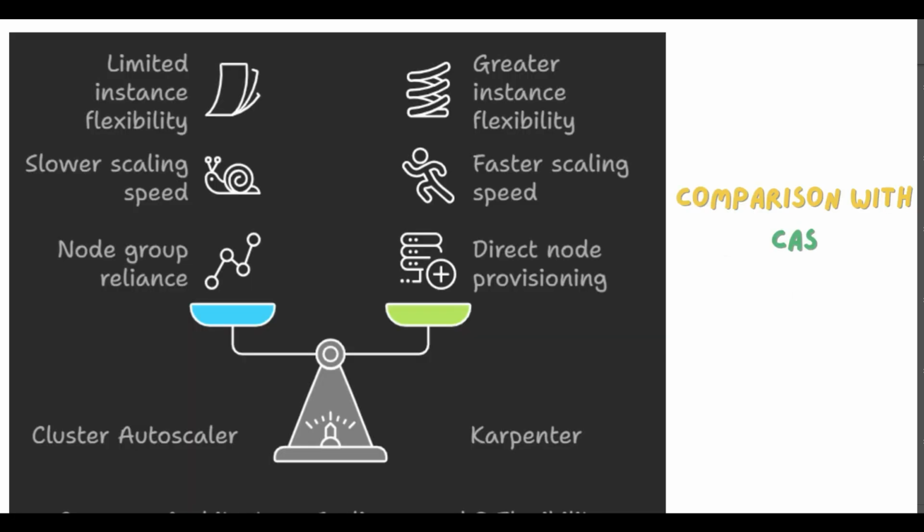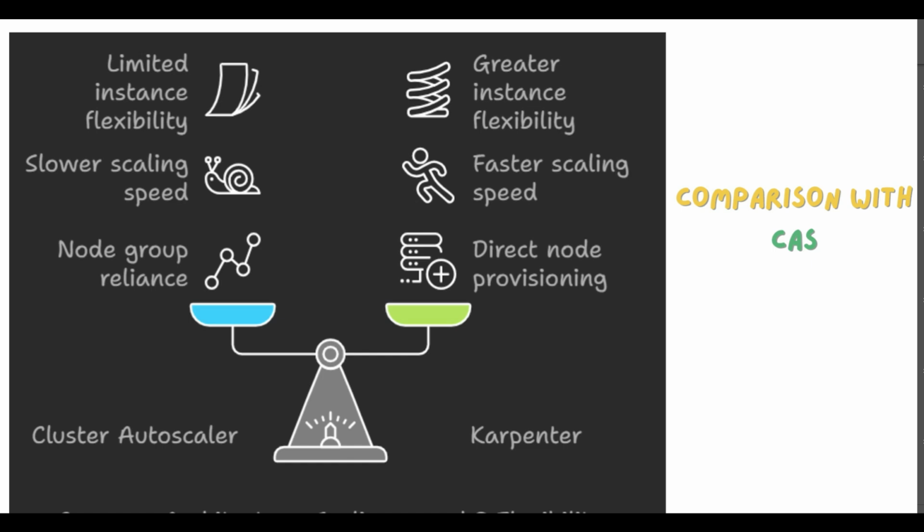All right, let's go a little deep into the comparison. First, architecture and node provisioning. Cluster autoscaler operates, as we were discussing, by adjusting the number of nodes within the predefined node groups, such as AWS autoscaling groups. It monitors the pods that cannot be scheduled due to insufficient resources and scales the cluster by modifying the desired capacity of autoscaling group.